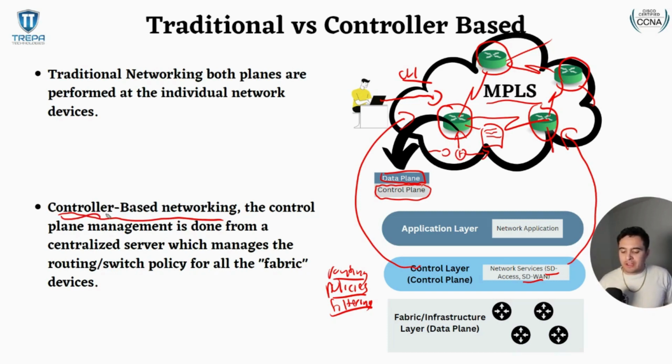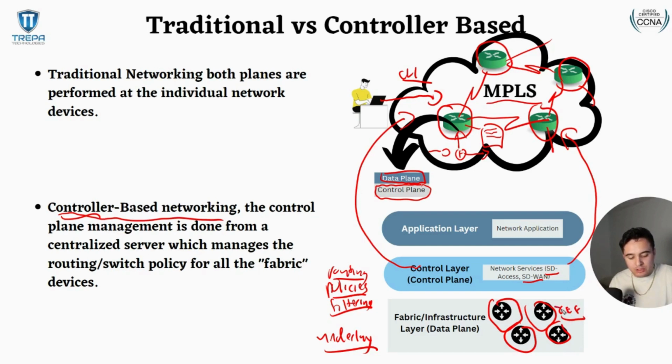In a controller, the control plane management is done from a centralized server, which manages the routing and switching policy for what we call the fabric or the infrastructure layer. We can also call that the underlay network, right? And in that fabric, where we have our physical network devices, the data plane is still going to be on that device, because how is a controller going to physically control the packets coming in and out, the bits on the wire? It can't, right? So the forwarding tables, like the Cisco Express Forwarding table, are still handled at the actual individual devices, that router or that switch.